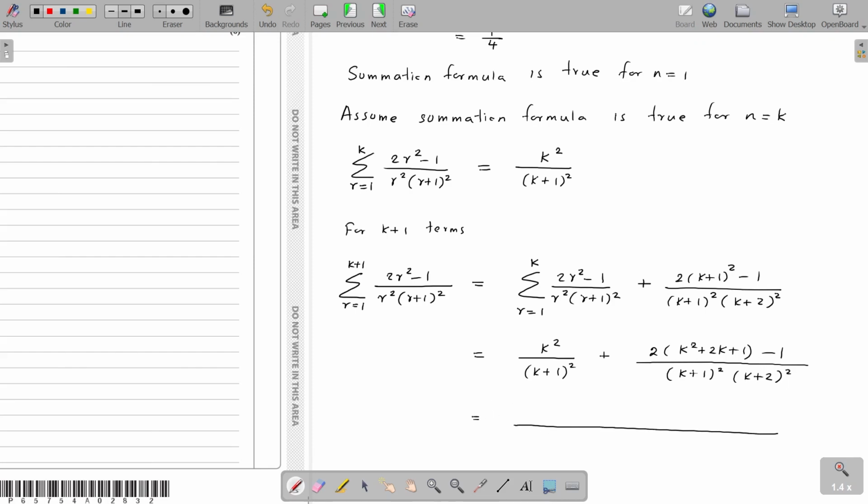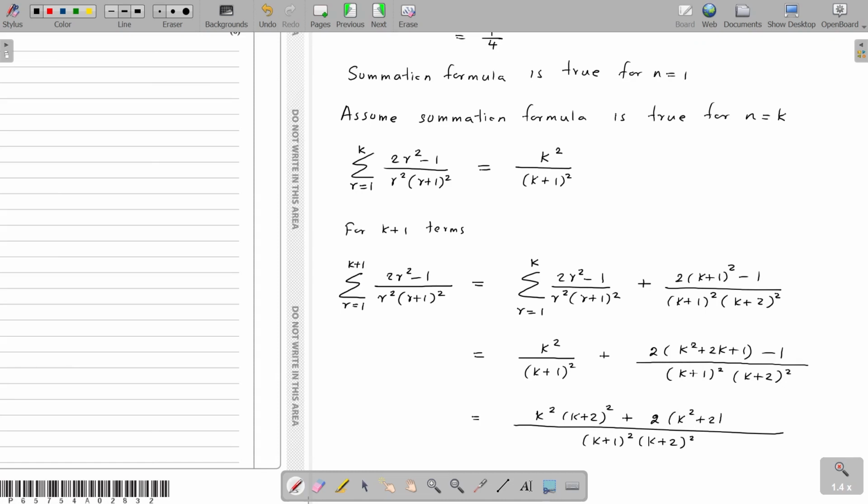k plus 1 square, k plus 2 square. So here I get k square times k plus 2 square, because here I am missing the k plus 2 square component. I multiply with k plus 2. Here I have both of them, right? So nothing to add here. 2 times k square plus 2k plus 1 minus 1.